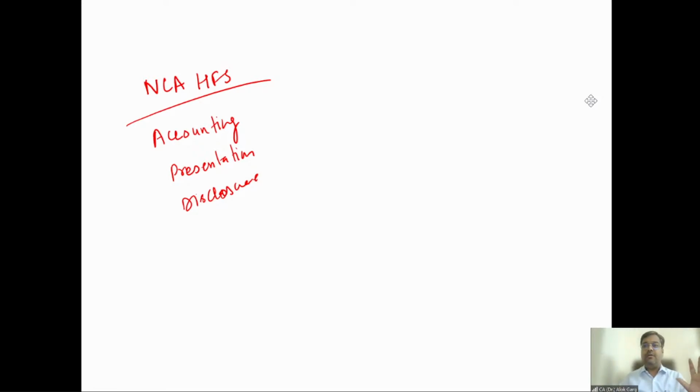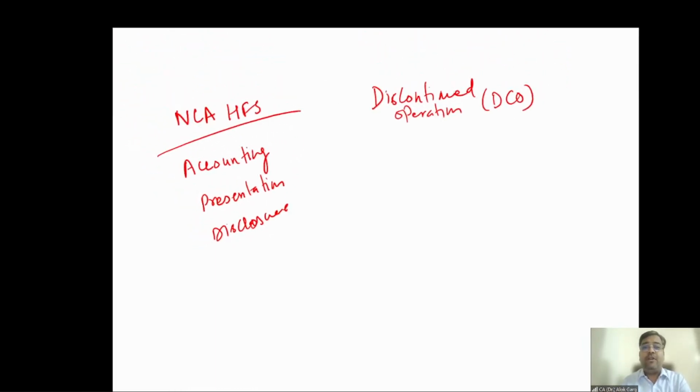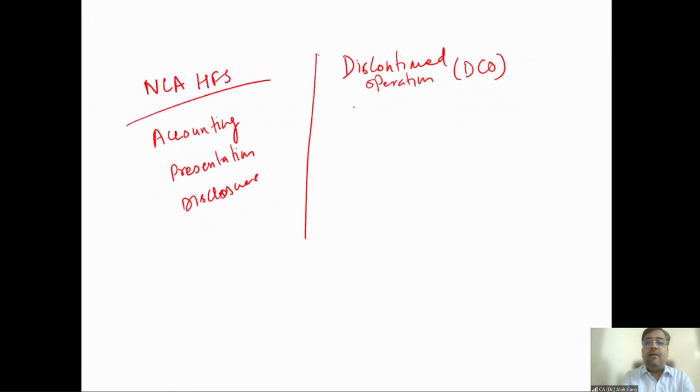Clear? Understood? Right. So friends, we will be talking about non-current asset held for sale, and we will also be talking about discontinued operations. I will use the short form of it, DCO. NCAHFS and DCO. So friends, what is a discontinued operation? And in this particular standard, we will be talking about three things. One, non-current asset held for sale.